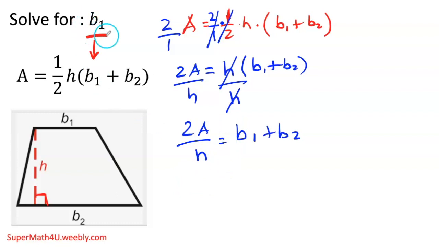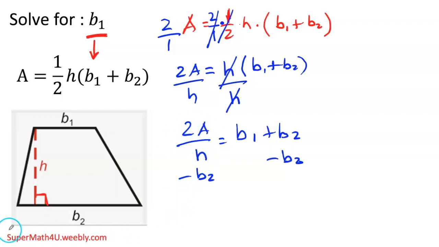Now, last step, I'm solving for b1, right? So get rid of the b2. It's adding, therefore I'm going to subtract on both sides. Because they're all, you know, weird letters, what we're going to do is we're going to write everything.